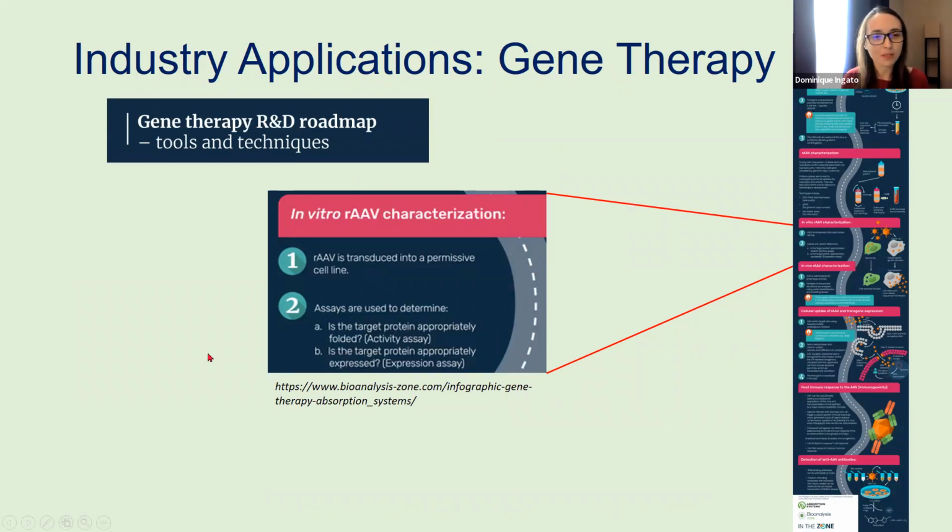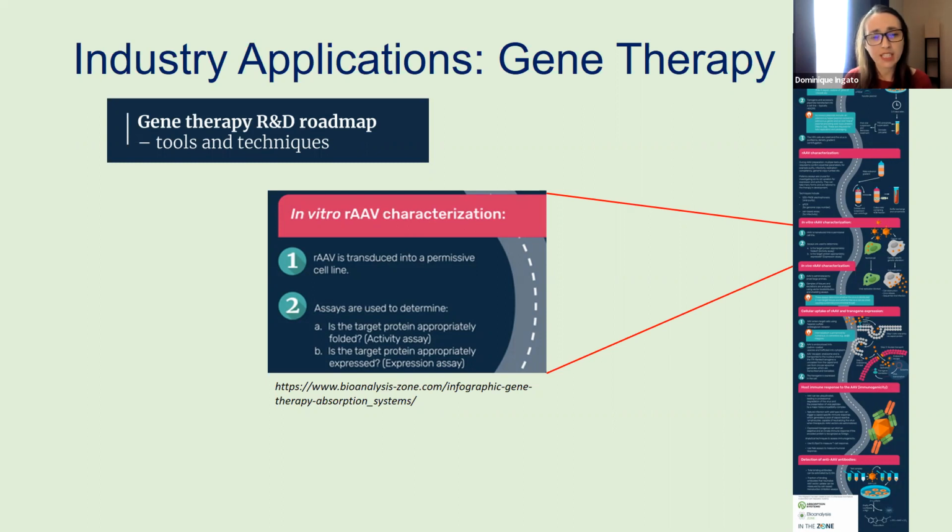Before I tell you more about the experiment, I'll tell you a little bit about the industry applications here. We've already talked a lot about the background into how cell and gene therapy work. For gene therapy in particular, I really like this roadmap that shows you how to get all the way from the early stage research up to the complete product. One example that I highlight here is the in vitro characterization of AAV, whether or not the cells have been transduced and whether they're actually expressing that protein of interest. Flow cytometry is one method that we can use to do this, and it's being used more and more in industry as gene therapy is growing.